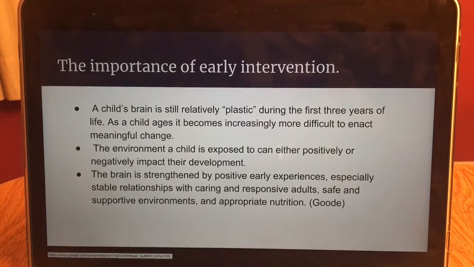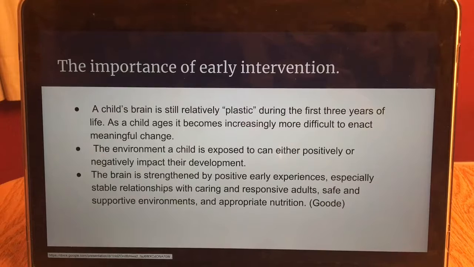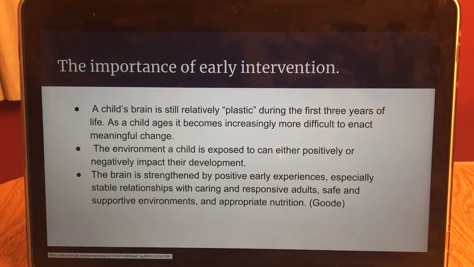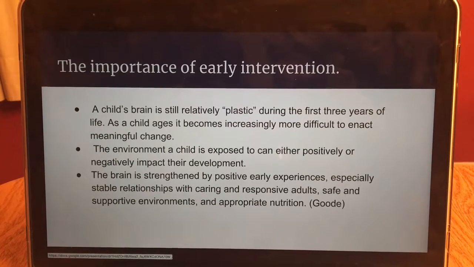The importance of early intervention. A child's brain is still relatively plastic during the first 3 years of life, which means that it just has more room for flexibility. As a child ages, it becomes increasingly more difficult to enact meaningful change. So that's why early intervention is so important. Just as soon as you're seeing these signs, contact your doctor and get involved, because the earlier the better.